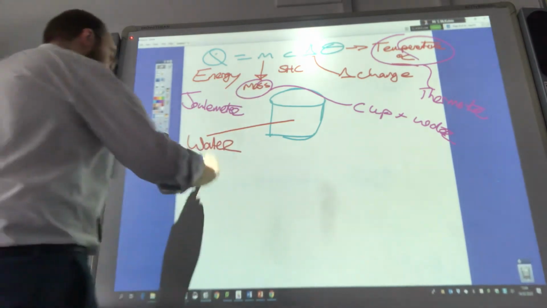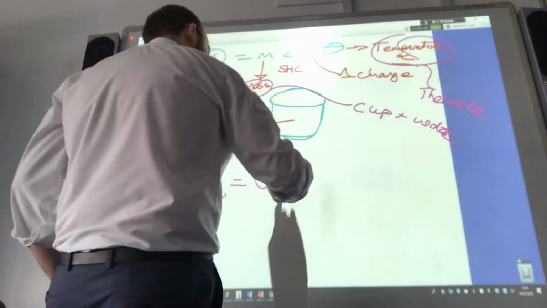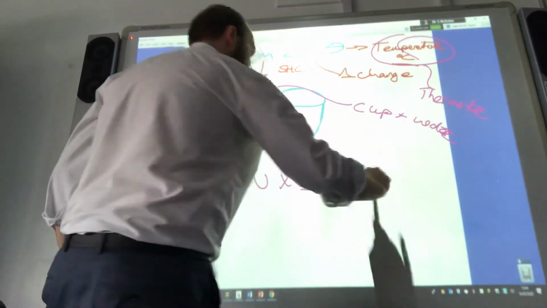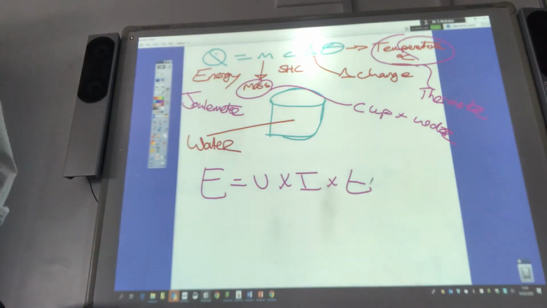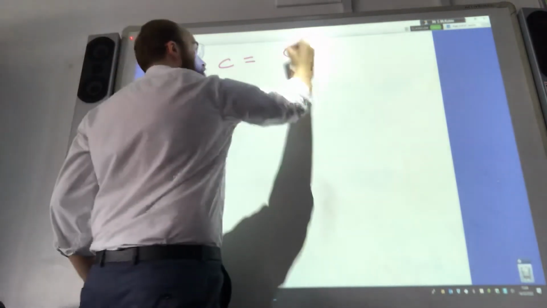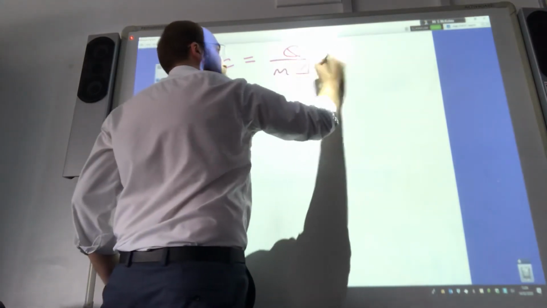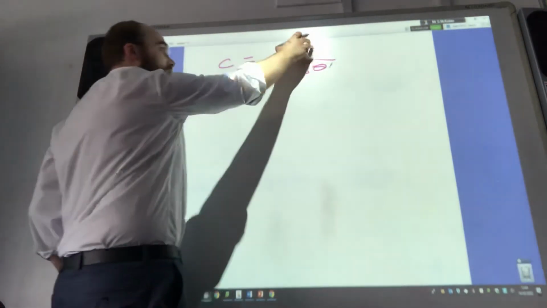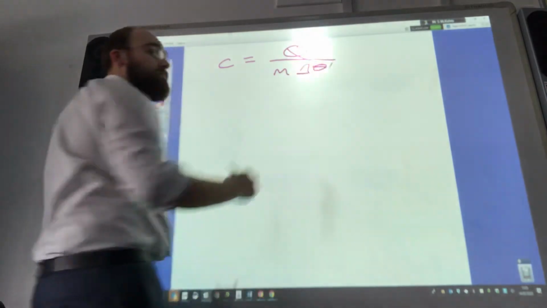However, I can use this equation. E is equal to V times I times T, which will allow me to measure the amount of energy that's going into an immersion heater. So we're going to skip past this, and we're going to do this. So C is equal to Q over M delta theta. The specific heat capacity is equal to the energy transferred over the mass times the temperature change, okay?